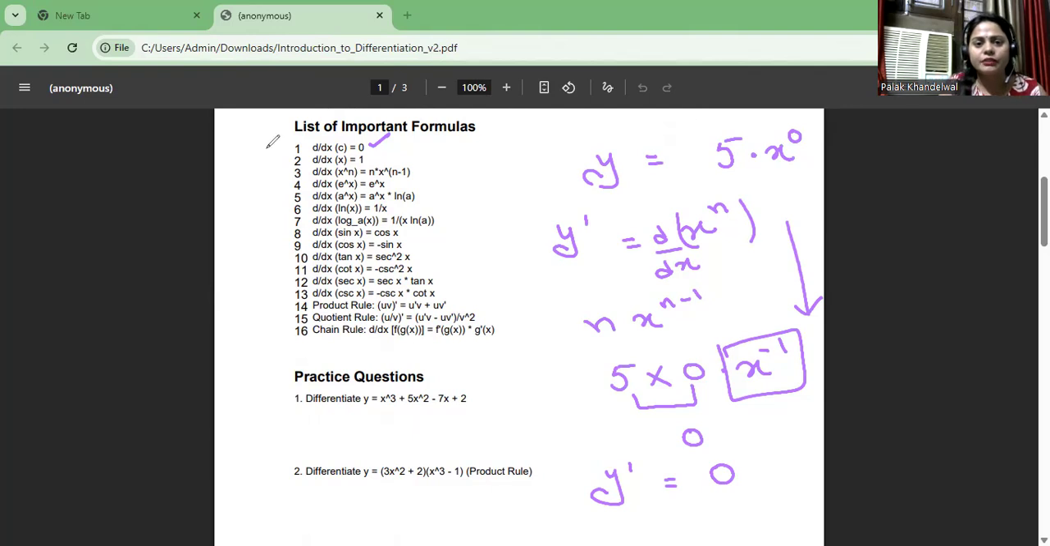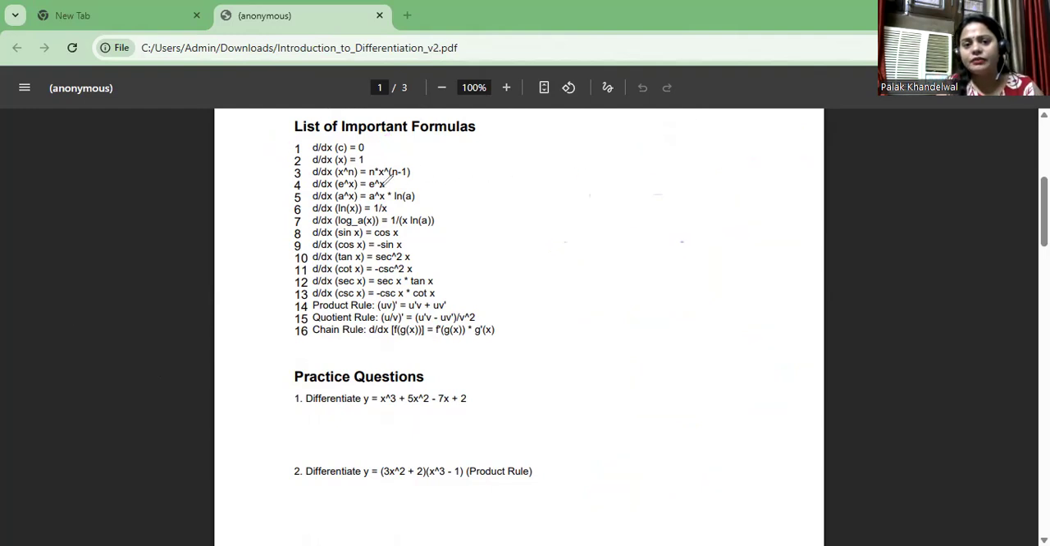Okay, so this was our first formula. The derivative of any constant, whether it is negative, positive, big number, small number, fraction, irrational number, anything, if it is a constant, then it is 0.